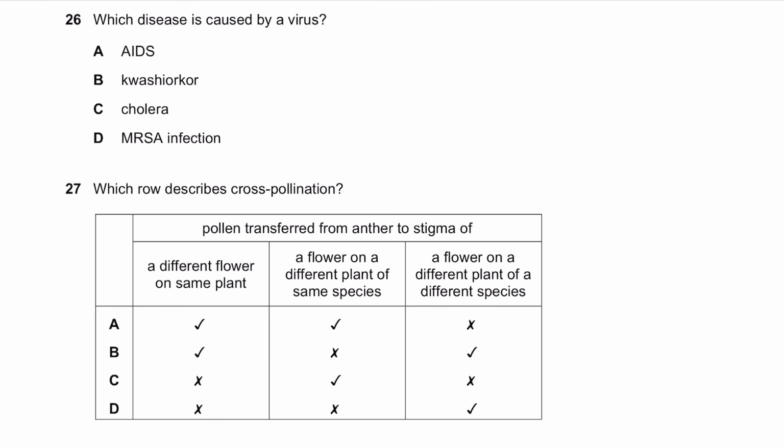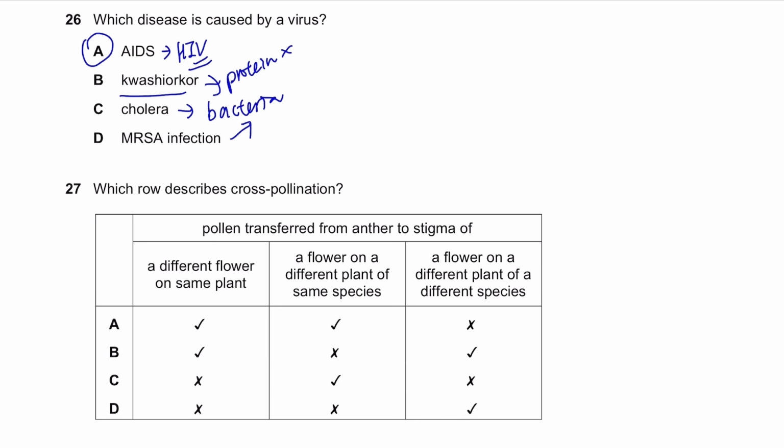Question 26. Which disease is caused by a virus? AIDS. AIDS is caused by HIV. Yep, you can tell from it, it's a virus. While kwashiorkor, this is caused by deficiency in protein. Then cholera, this is by a bacteria. MRSA infection, this is also bacteria. So the answer is A.